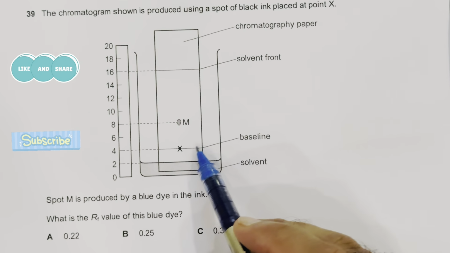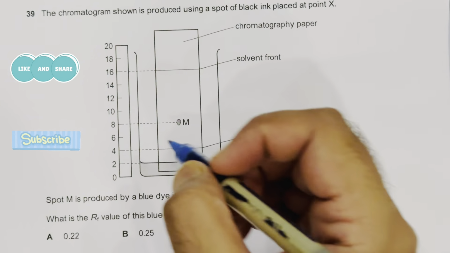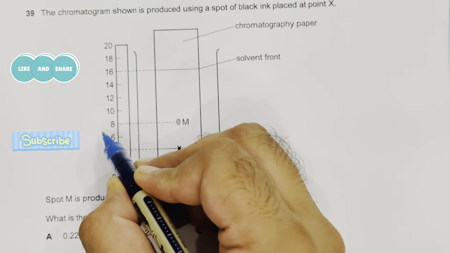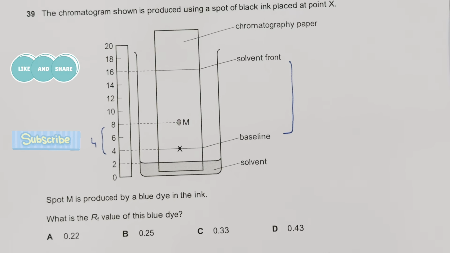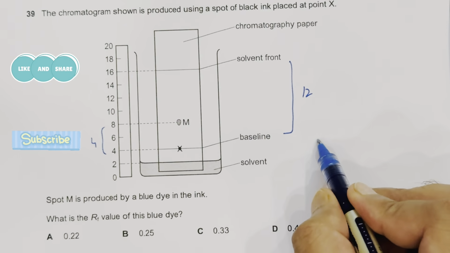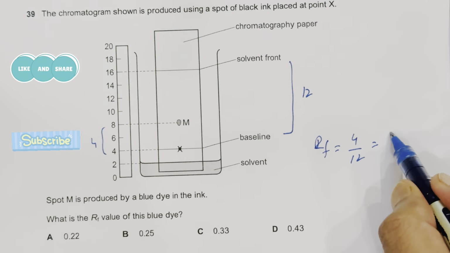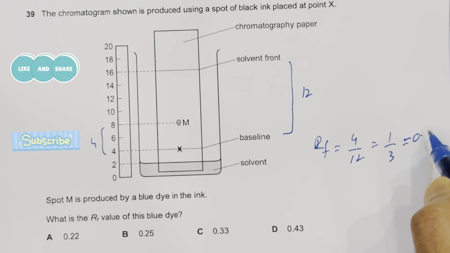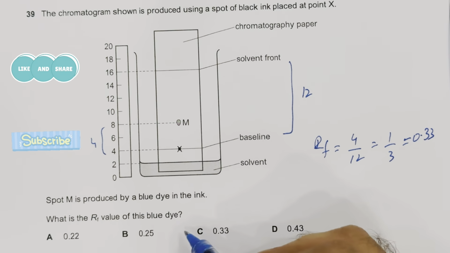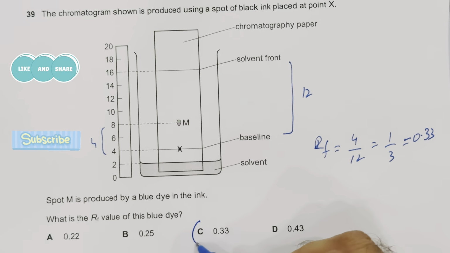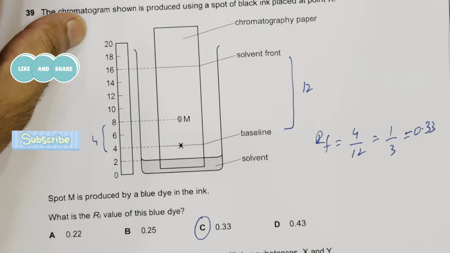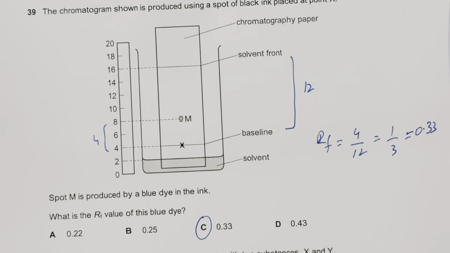The baseline is X, so 8 minus X, this would be 4. And from the solvent front to the baseline, 16 minus 4, it would be 12. We're going to calculate the Rf value by dividing those two values. 4 by 12, it would be 1 by 3, so it would be 0.33. So our option C is the correct answer for this. So, a simple question of chromatography. Moving to the last question of our paper.